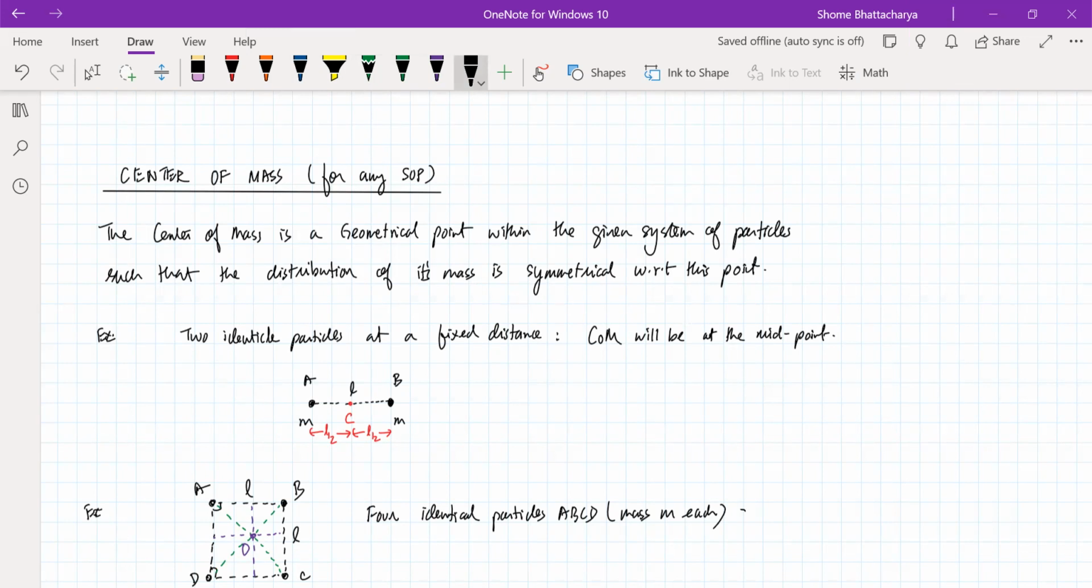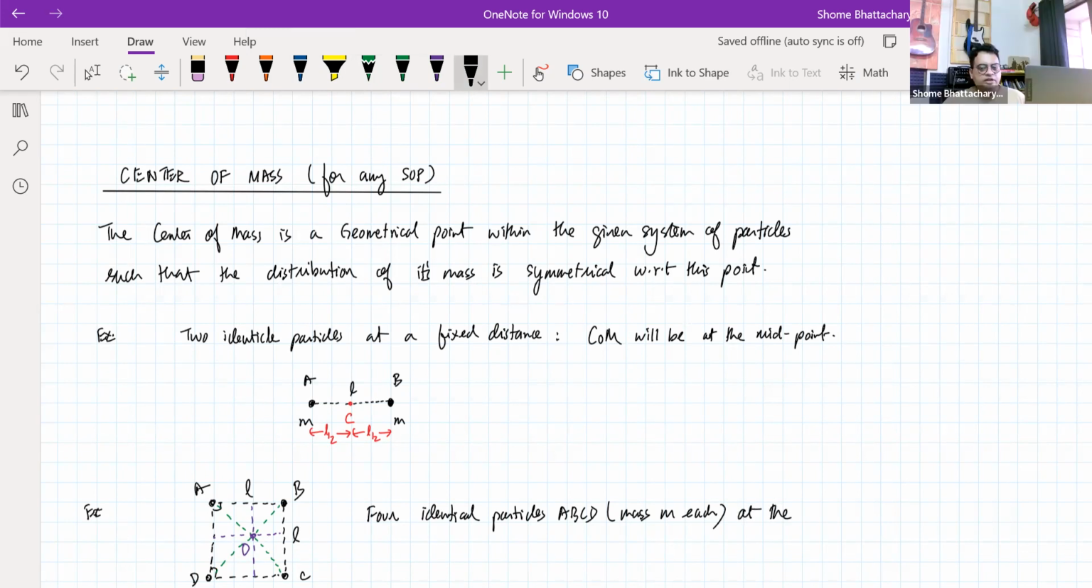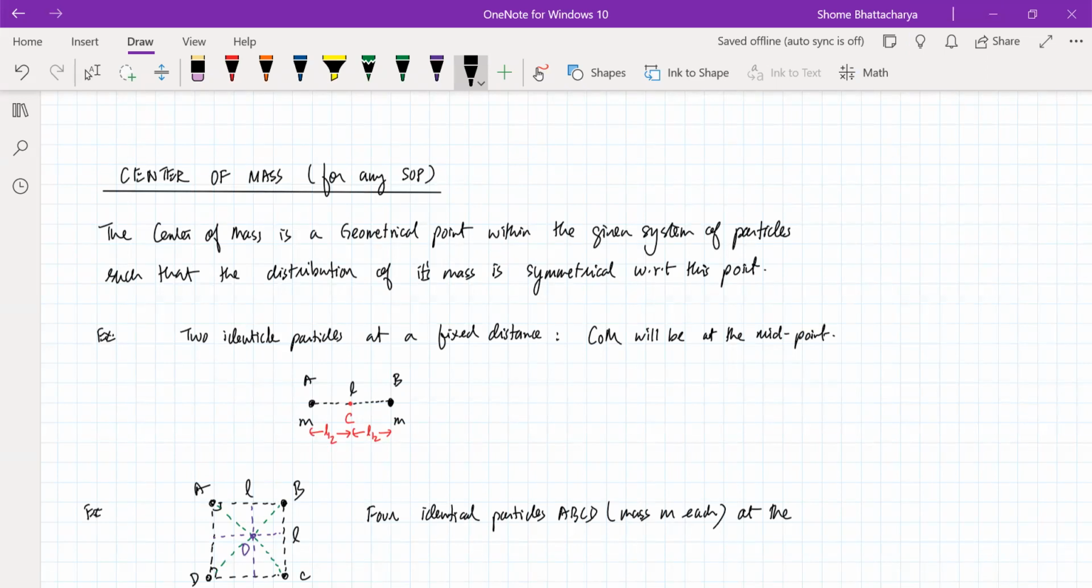Sir, center of mass will lie at L upon 2, comma L upon 2. Right? Yes, if you write it in coordinate geometry, and in this case, to write it as L by 2, comma L by 2, you will have to take the origin as one of the corners of the square, like the point D. Okay.